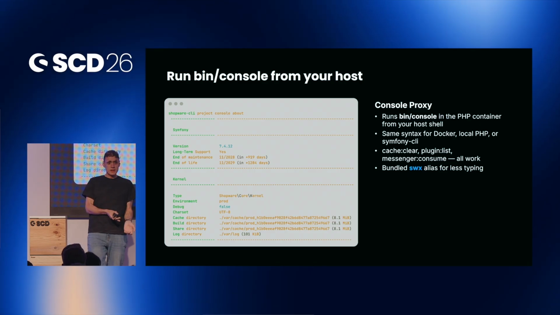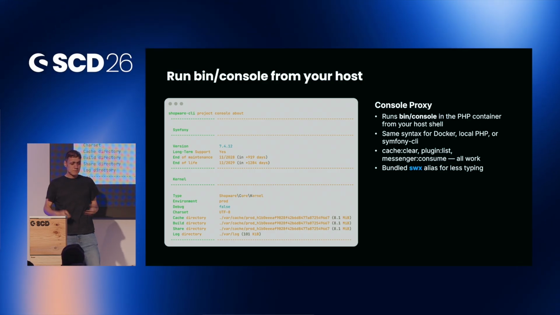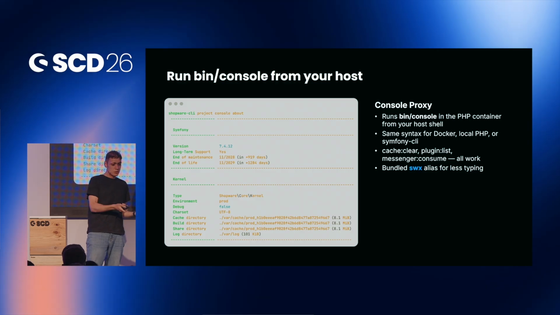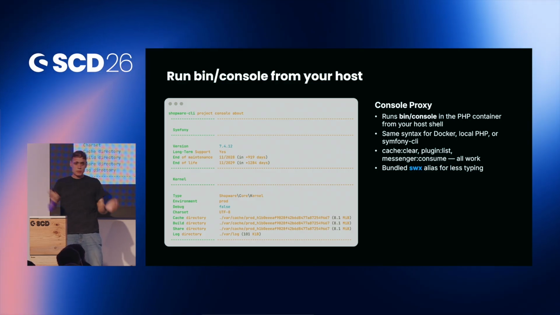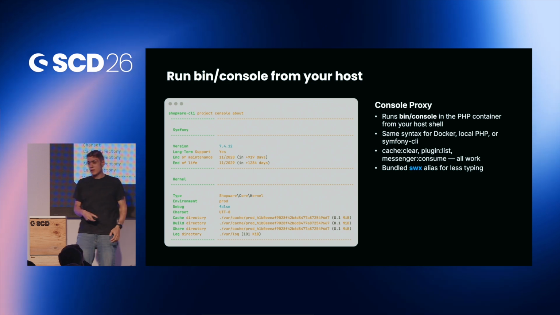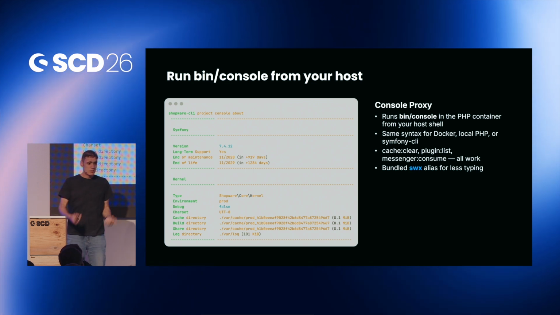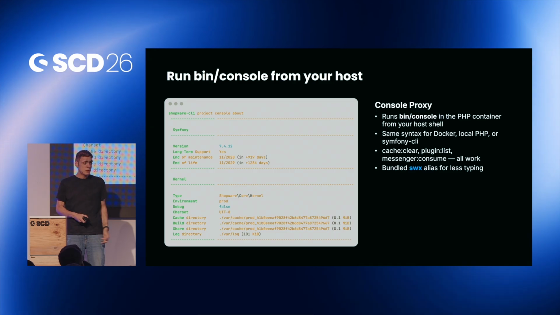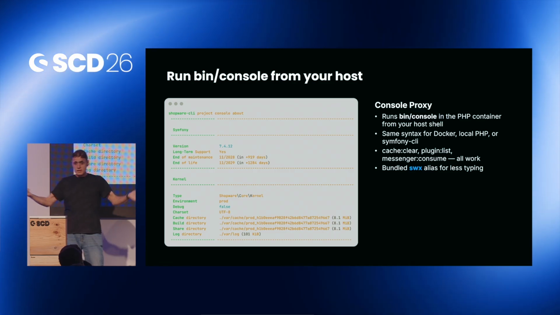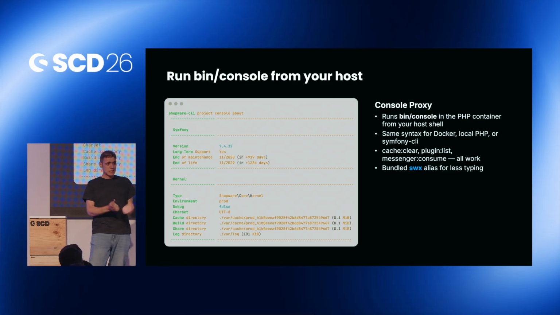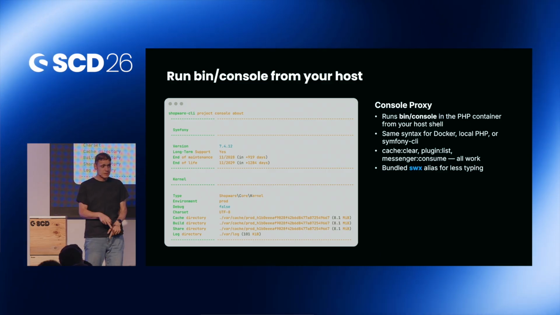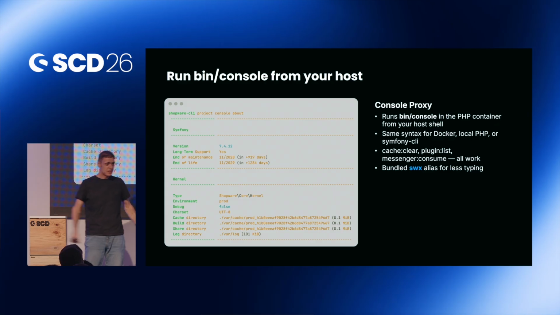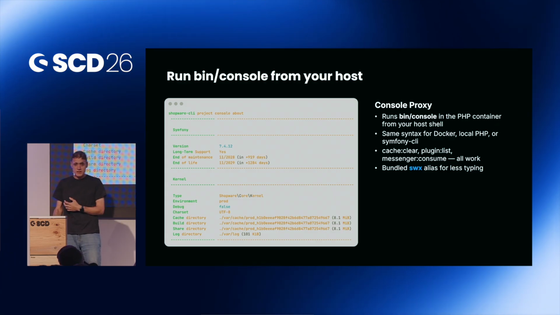So what we have added here is a wrapper. You can run shopware-cli project console, plugin install, about, whatever, but realistically, when you type it three times, it's so long. So obviously we also have an alias, which is svx. So you can type directly svx cache clear, and then you're done. And you can use that for kind of any command.